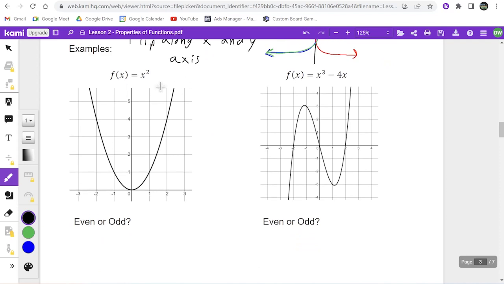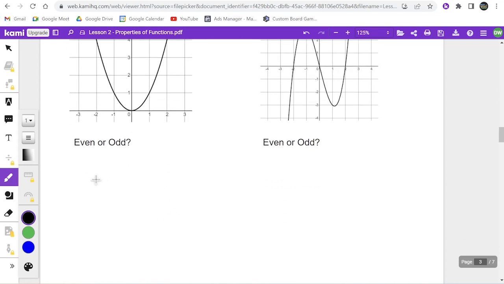First example, x squared, even or odd. Maybe you can tell from the graph what it is. Don't say it out loud. I'm going to show you what you do for the formal way of doing it, the long way, the hard way, whatever you want to call it. So it is a step process.